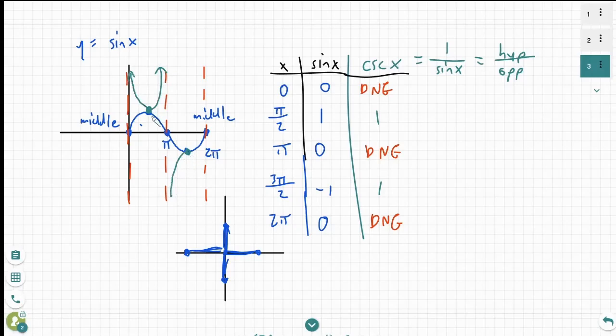This would still count as the same cycle because it hasn't repeated itself. The period would still be 2 pi in this case. Because after the negative, you go back to the positive parabola and then a negative parabola. So that's when it repeats itself. Okay. Does that make sense?